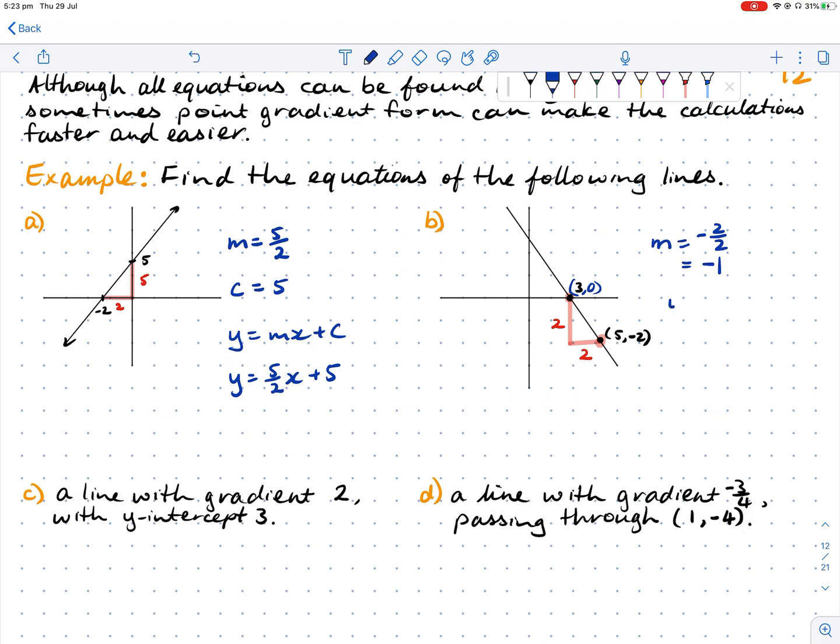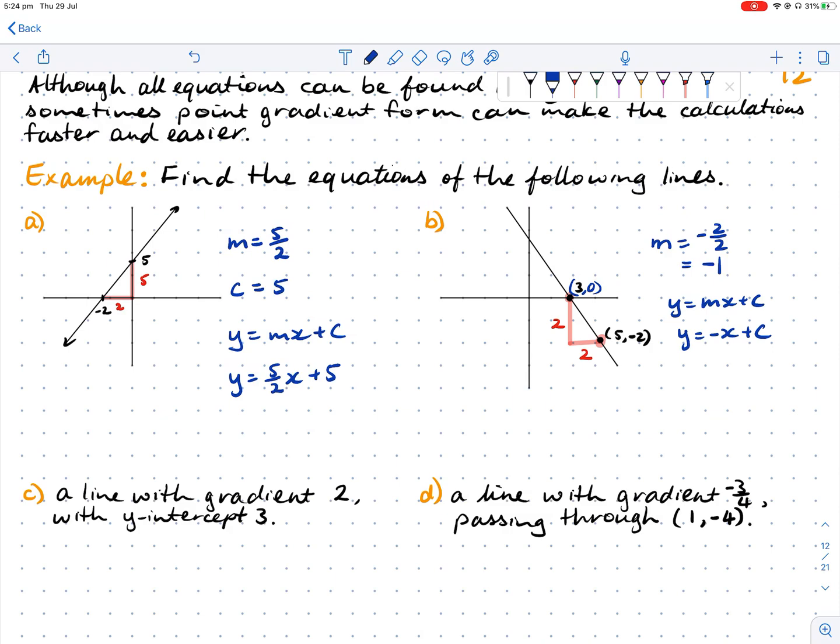So what we can do is first write out mx plus c and substitute the gradient, negative 1, in first. So it'll be y equals negative x plus c. What we know from here is that these 2 points, (3, 0) and (5, negative 2), both lie on the line. So we can pick one of those coordinates and substitute it into this equation, and then the left and right hand side should be the same. The equation should be true. And we can use that idea in order to work out the value of c.